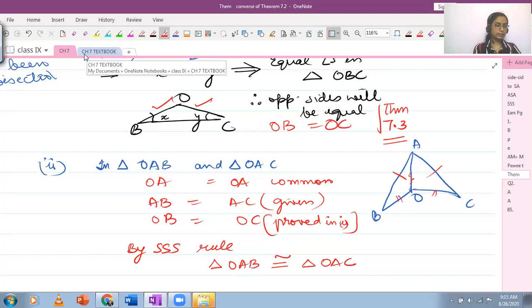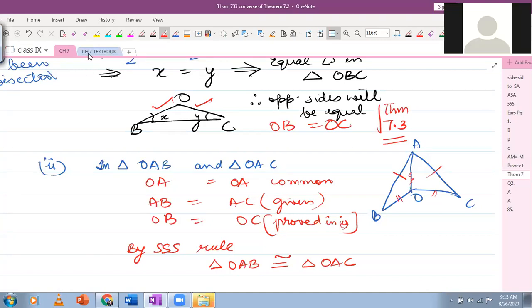Anyone who's writing this answer? Excuse me, ma'am. Yes, Taran? Ma'am, while doing the first part, I wrote that opposite angles will be equal, angle B equal to angle C, in the given part only. Will that be correct? Yes.